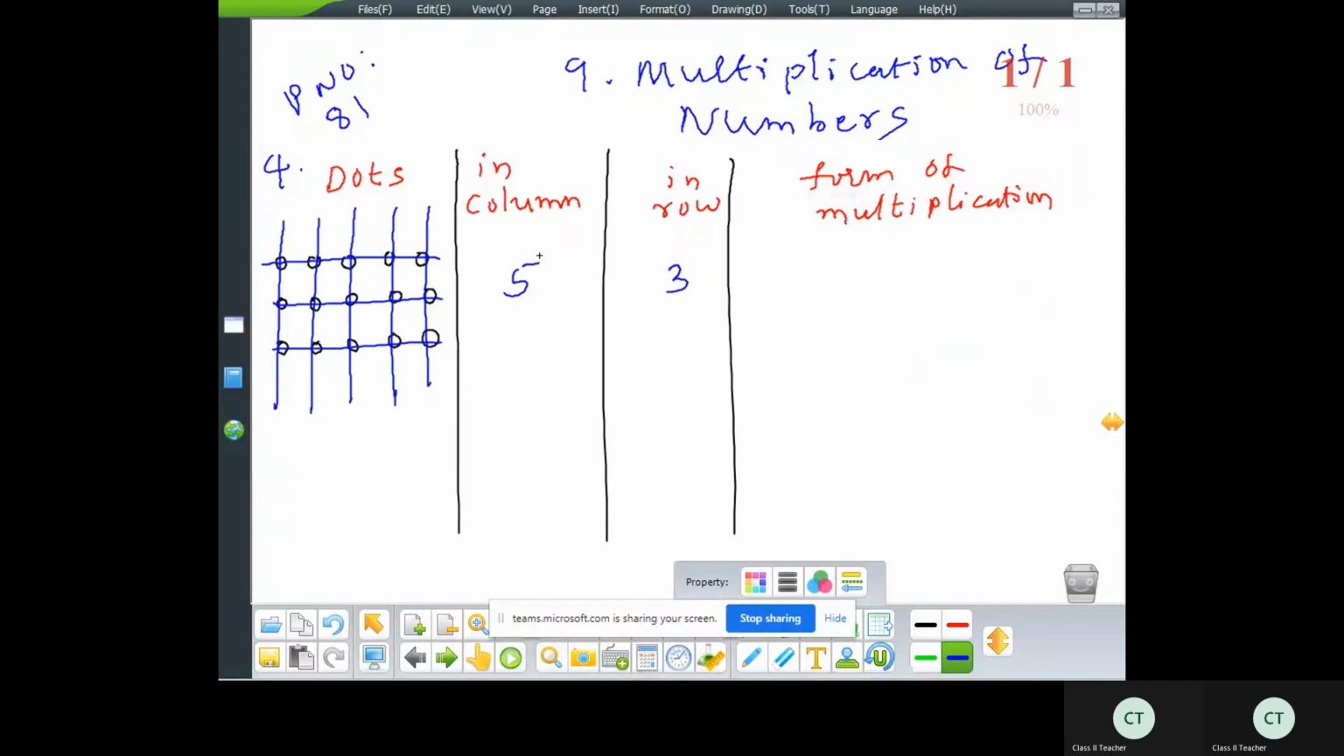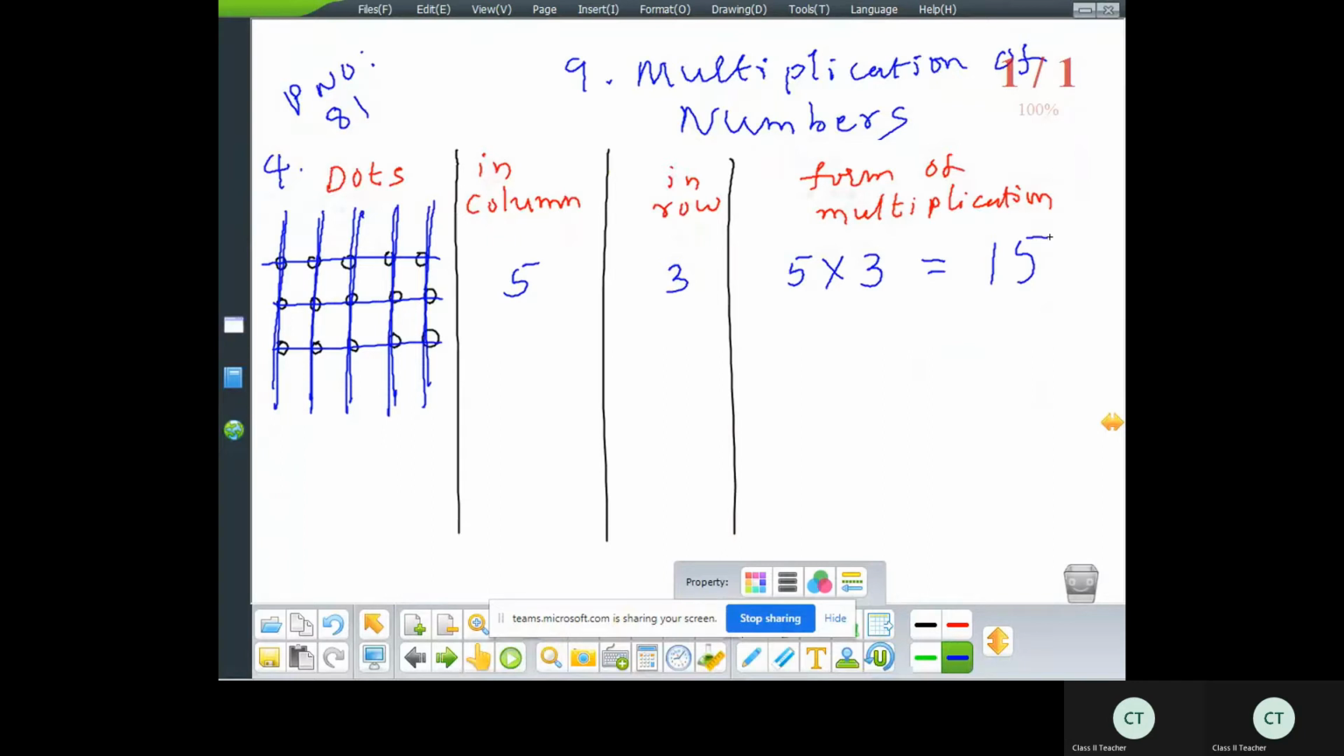Form of multiplication. See here, in each column 3 dots are there. See, 3 repeated 5 times. 5 times of 3. 5 ones are 5. 5 twos are 10. 5 threes are 15.